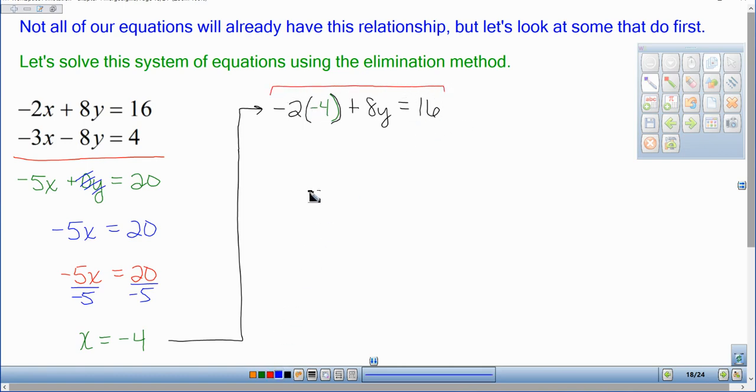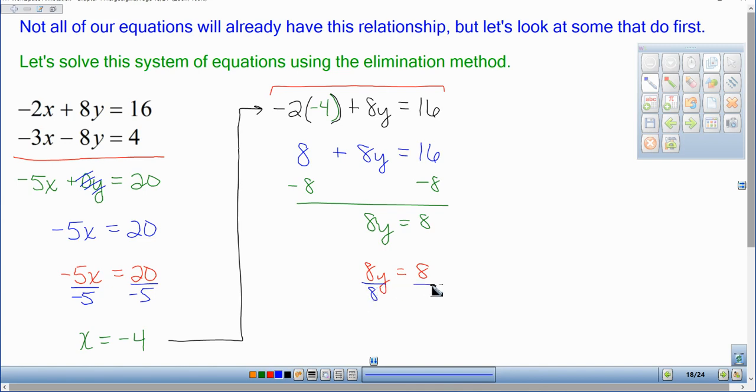This is a one-variable equation, and hopefully you feel really comfortable in solving this. If not, you might want to practice that to get better at this whole process. You get an 8 plus 8y equals 16. Subtract the 8. You'll get 8y equals 8. Divide by 8 on both sides to get that y equals 1. Now we know the x value, we know the y value, we would get negative 4, 1. X variable always goes first.